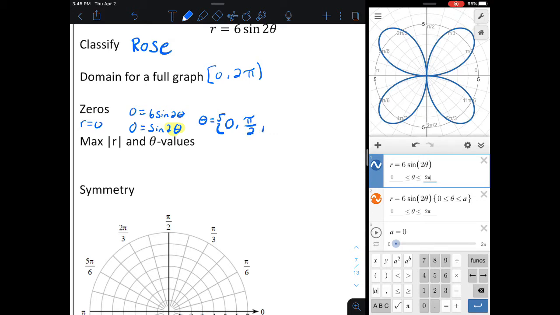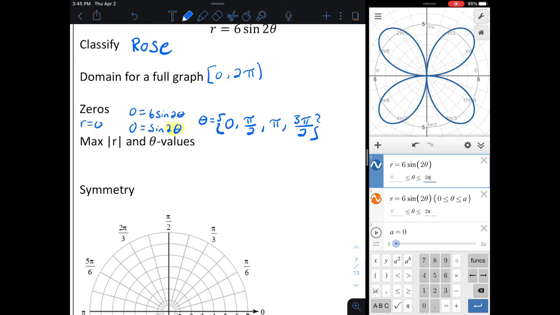And then we're working our way around and say, all right, well, pi radians would work, because pi times 2 is 2 pi. And the next one would be 3 pi over 2, because 3 pi over 2 times 2 is 3 pi, and that would make sine equal to 0. And so there are 4 intersections of the pole as we're working our way around this graph.